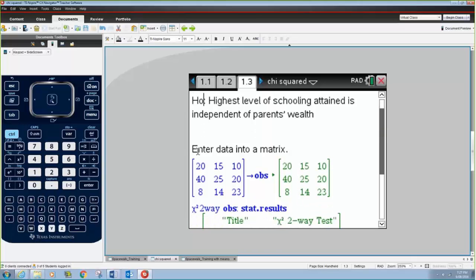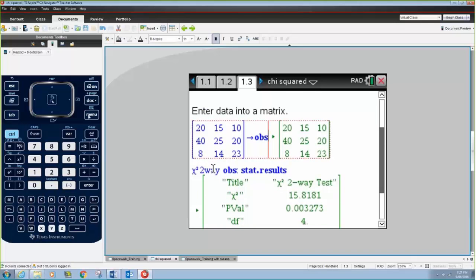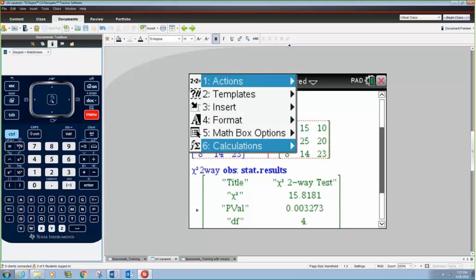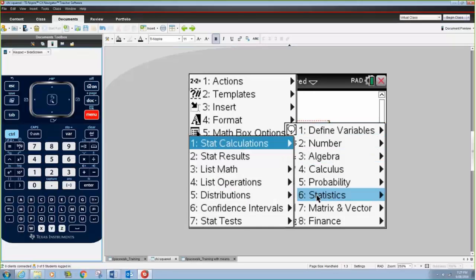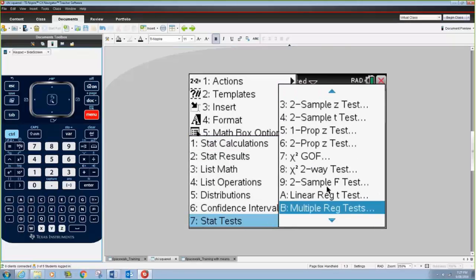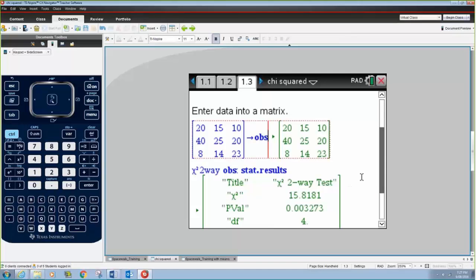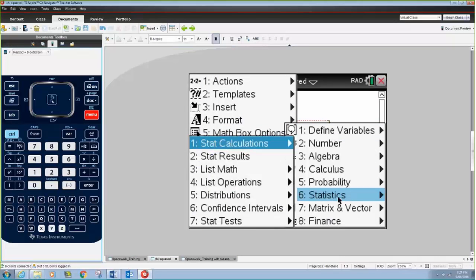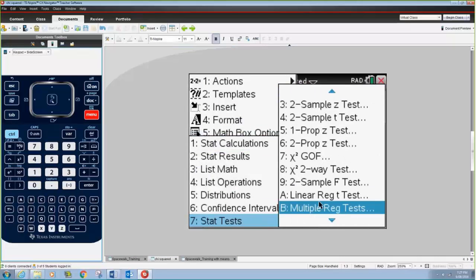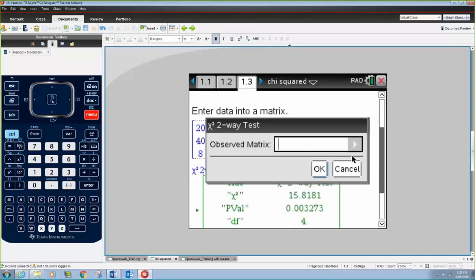So what we need to do, we need to enter the data into the matrix, and then we call it the observed matrix. And then to perform the chi-squared analysis, we go to maths. Now I'm in the notes page, so it shows slightly different on my screen. And then we go to stats tests and choose the right one. That wasn't the right one because we only need to have one data, so we do stats tests and we go to chi-squared test, and then we put the observed matrix.